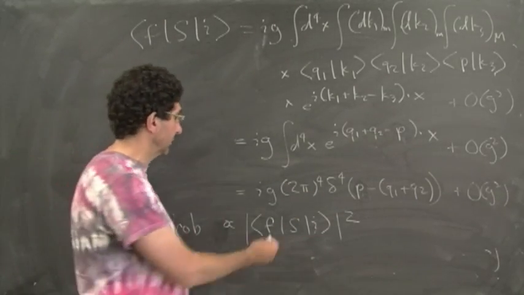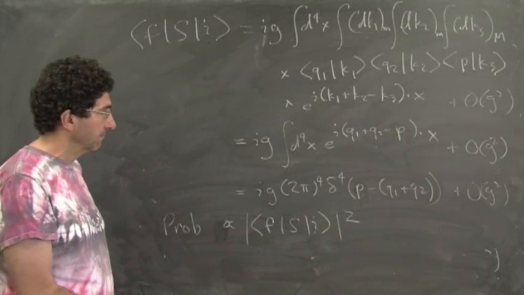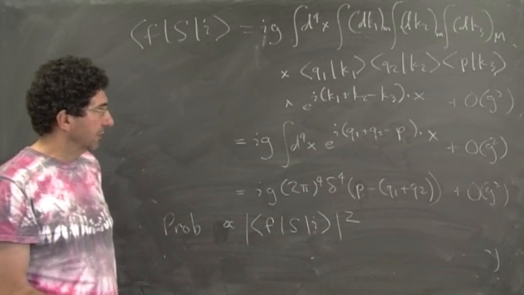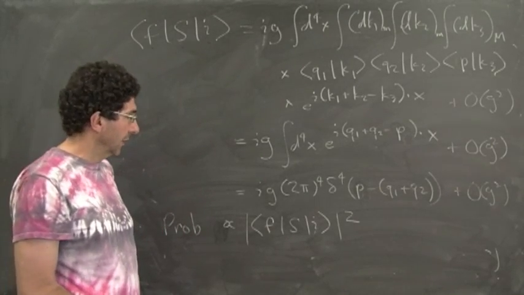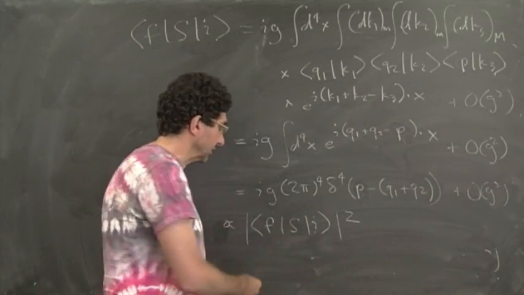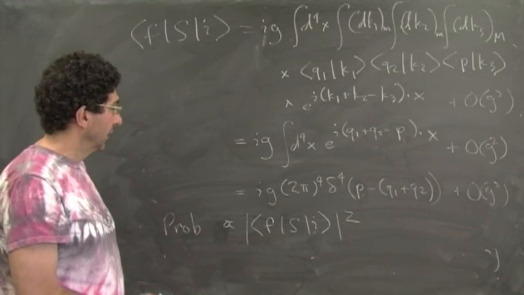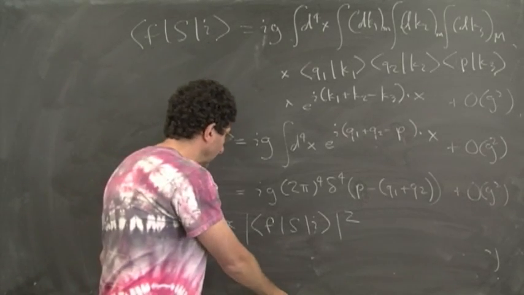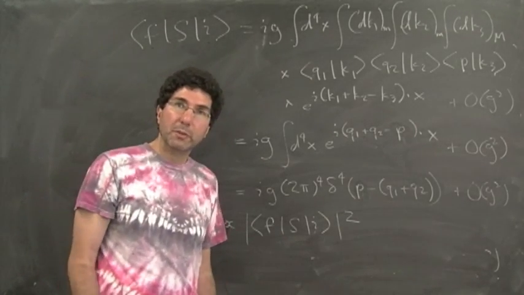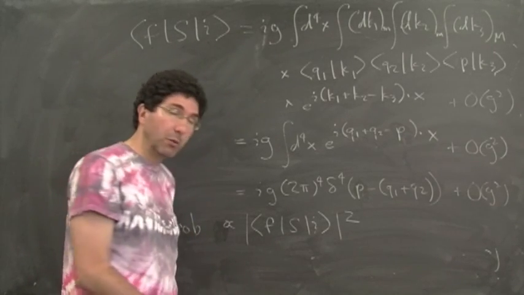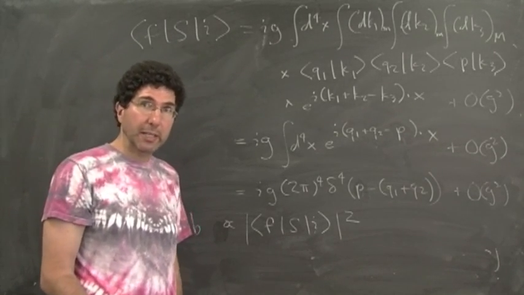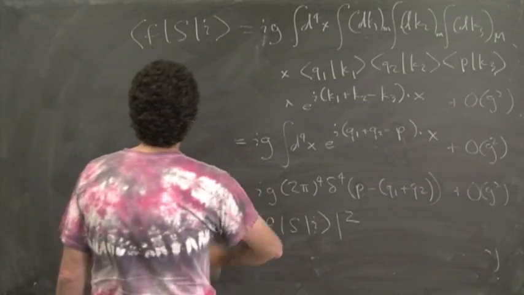What do I mean by the square of a delta function? We're going to have to try to understand how we interpret this. The claim is that this divergence, this delta function squared divergence, is related to the fact that we're working with an infinite volume and an infinite time. So to see what's going on, we're going to have to go back to finite volumes and finite times. So that's what we're going to do now.